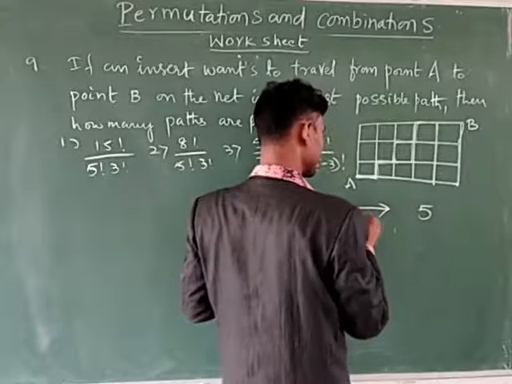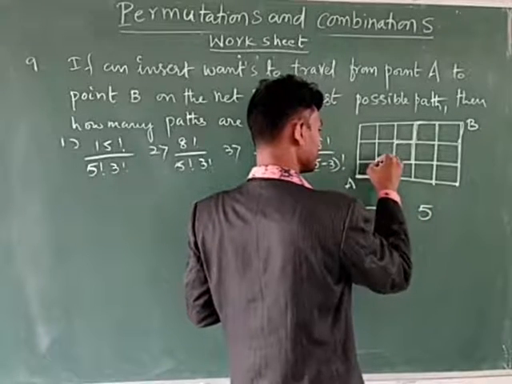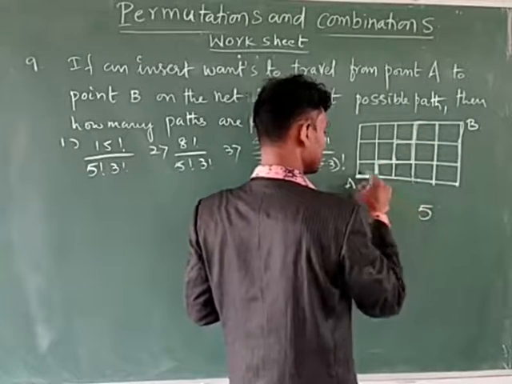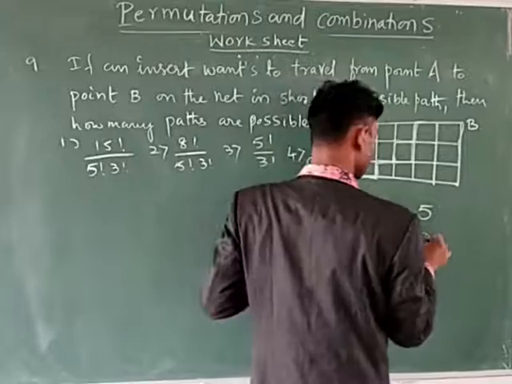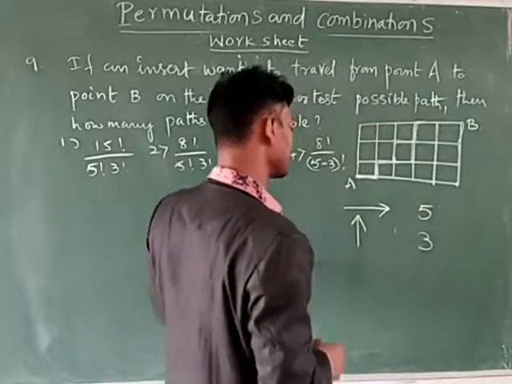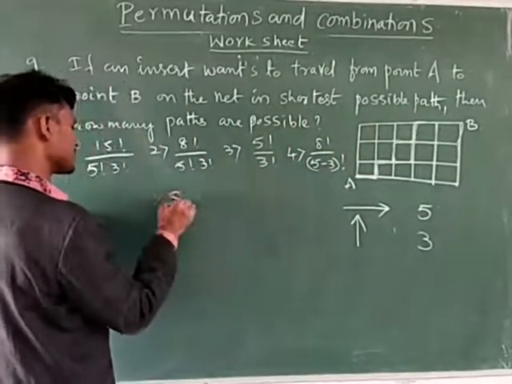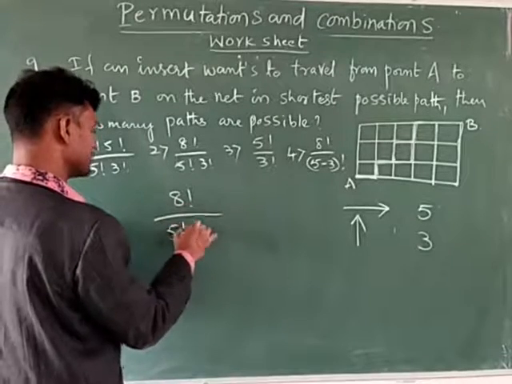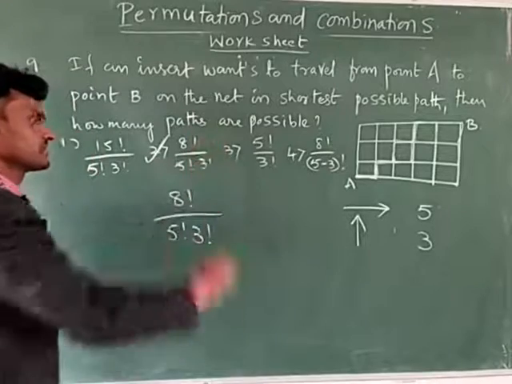Here vertical lines you have to check. This is 1, here 2, here 2, here 3. Vertical lines are 3. Total how many lines are there? 8. 8 lines means total 8 factorial, divided by the repetitions 5 factorial into 3 factorial. This is the second option.